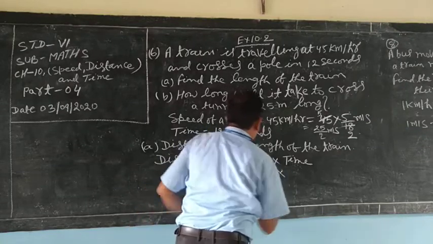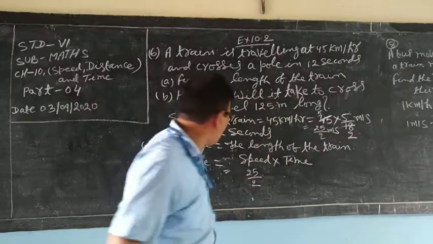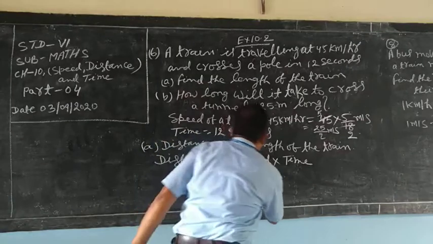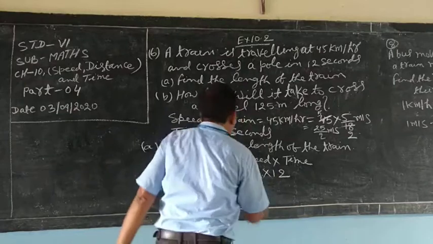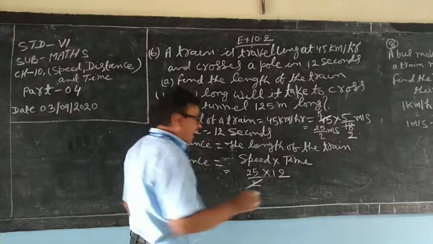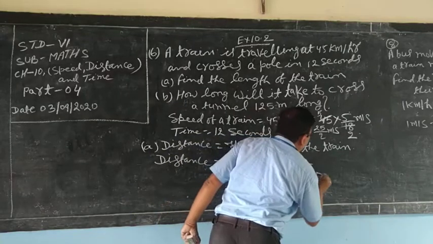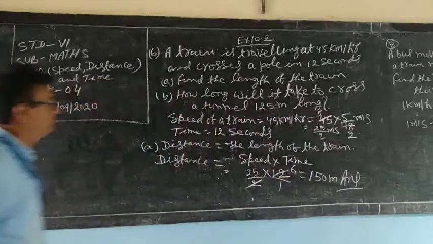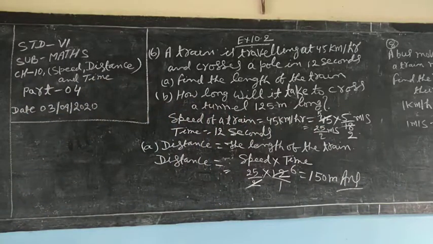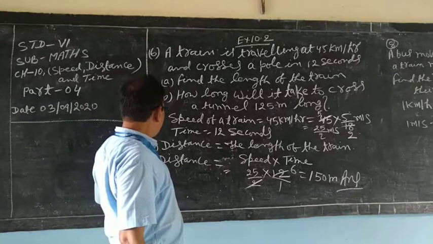I am not writing meter per second, because the distance unit is either kilometer or meter. So 25 by 2, into time, 12 seconds. Now 12 you divide with 2, it will come 6. 6 into 25, 150 meter. The length of the train, this is your answer. One part of this answer, 150.